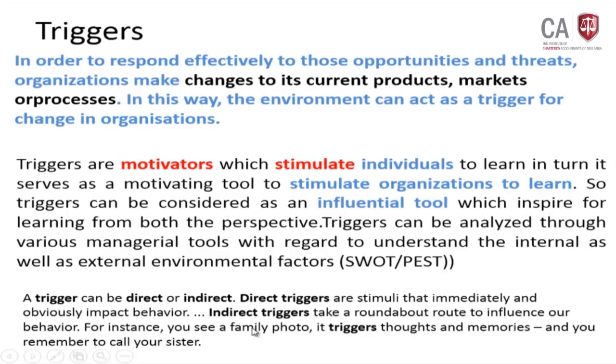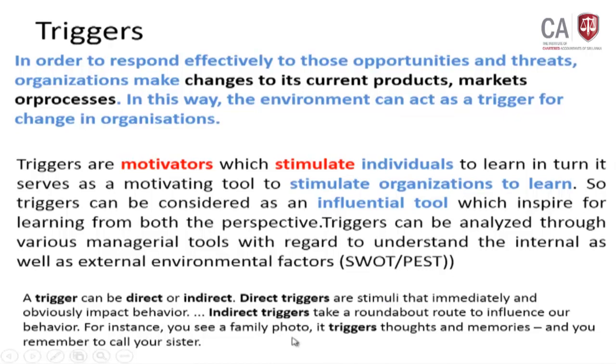So, there can be direct triggers and indirect triggers. Direct triggers are stimuli that immediately and obviously impact behavior. Indirect triggers take a roundabout route to influence our behavior; because it takes a long route, they are indirect triggers. The direct trigger directly impacts us.